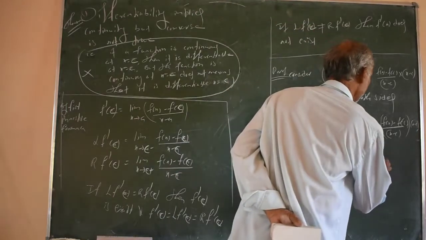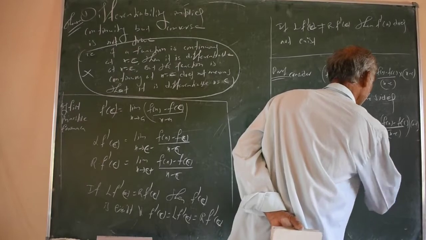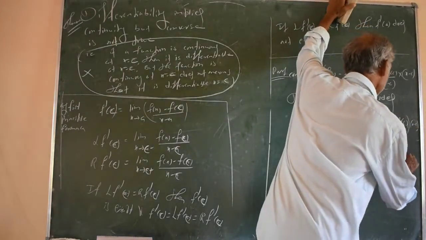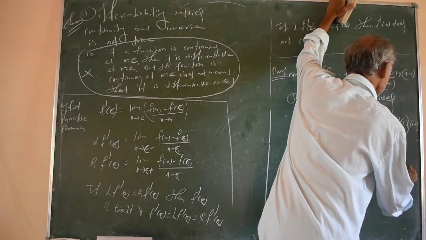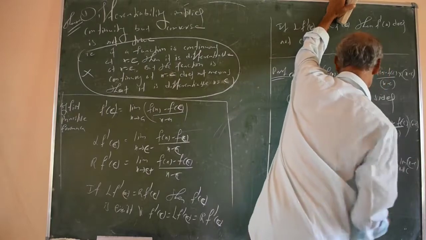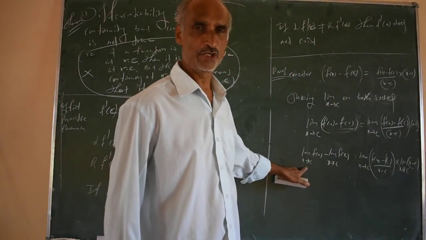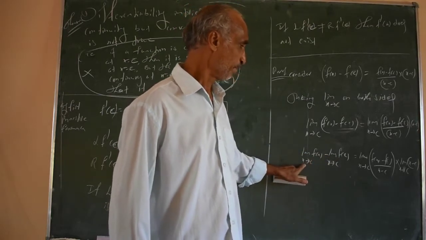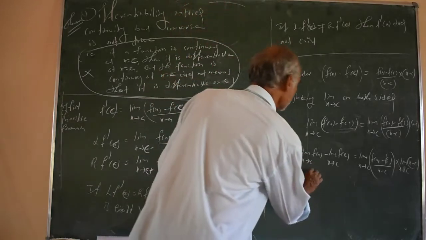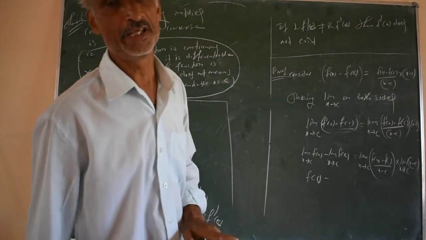The limit of f of x minus f of c divided by x minus c, into x minus c: for this part also the limit is taken. Limit x tends to c of x minus c is a simple evaluation of the limit. In place of x you take it as c. The limit is evaluated by taking x as c.